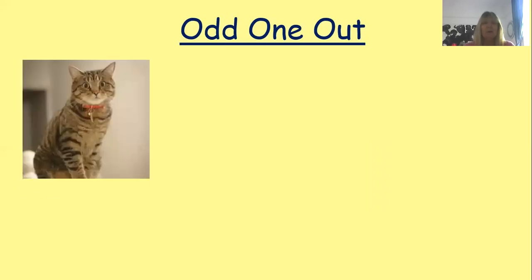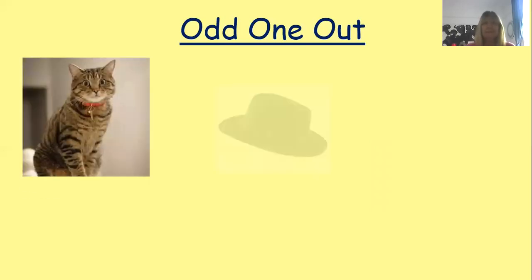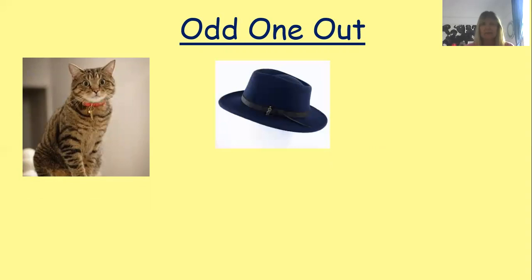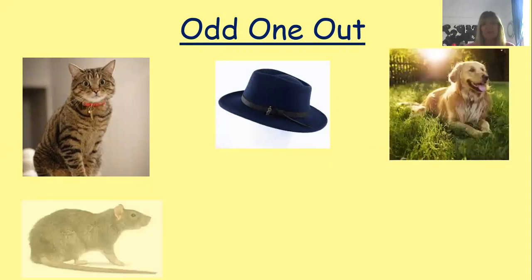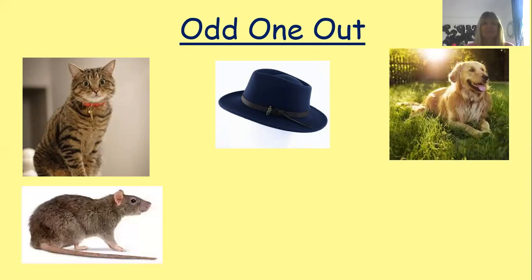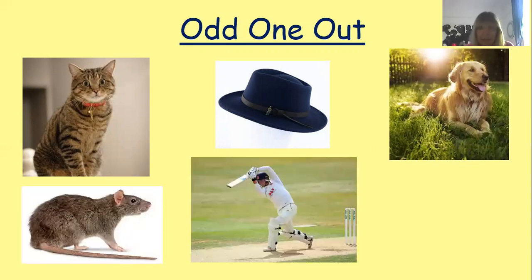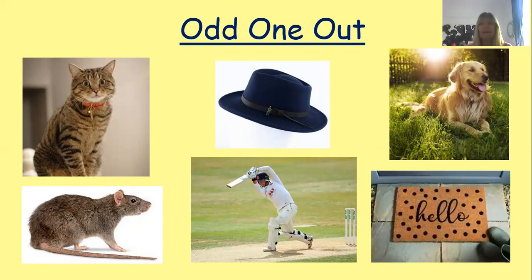Now we're on to odd one out. We've got a cat and a hat and a dog and a rat and a man playing a game of cricket and a doormat. I wonder whether you can think of one of those that might be an odd one out compared to the others. Have a look. So we've got a cat.